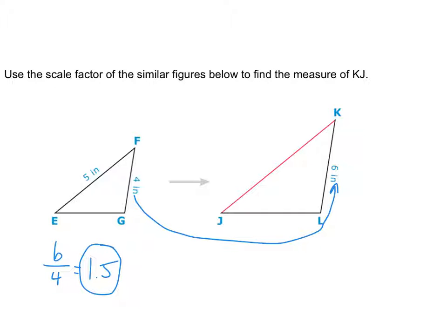So in order to get side KJ, I take the corresponding side of 5, and I multiply it by 1.5 to get my side length. Well, 5 times 1.5 gets me 7.5, and our label is inches.